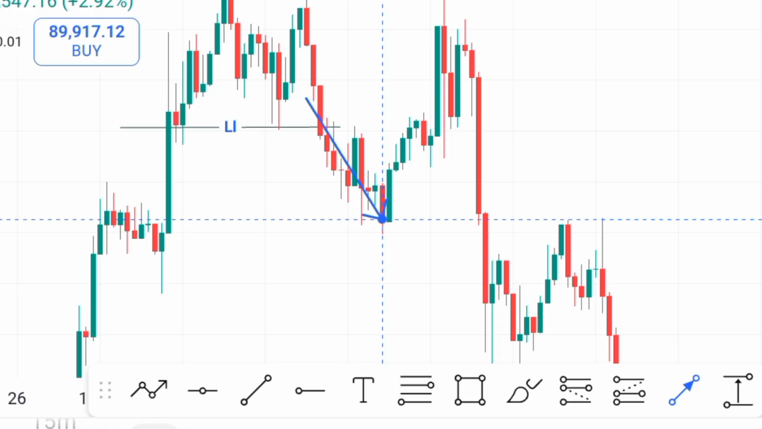So now here, when you understand that, I'm telling you that you will get setups that are aligned with the market structure.